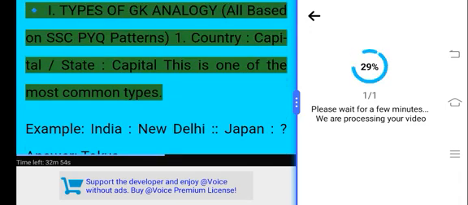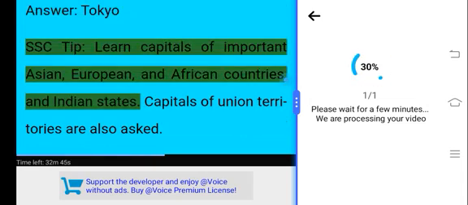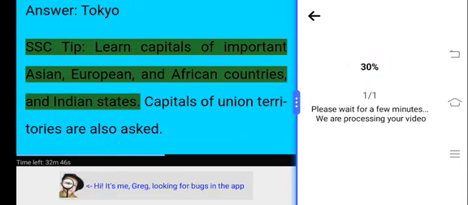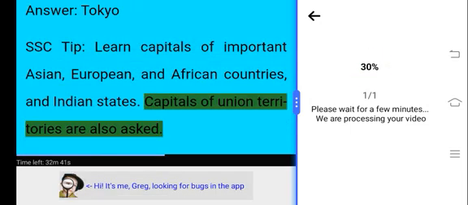1. Country, capital. This is one of the most common types. Example: India, New Delhi, Japan. Answer: Tokyo. SSC tip: learn capitals of important Asian, European, and African countries, and Indian states. Capitals of union territories are also asked.